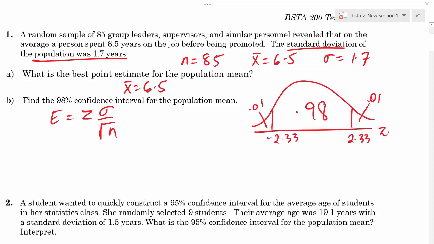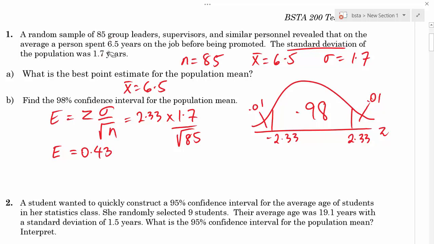So you're in essence saying that the critical value is 2.33. So you put 2.33 there, times sigma 1.7 over square root of n, which is square root of 85. And what does that give you? So the margin of error will be 0.43. Thank you. It suffices to use one more decimal place than given in the question. So 0.43 is good.